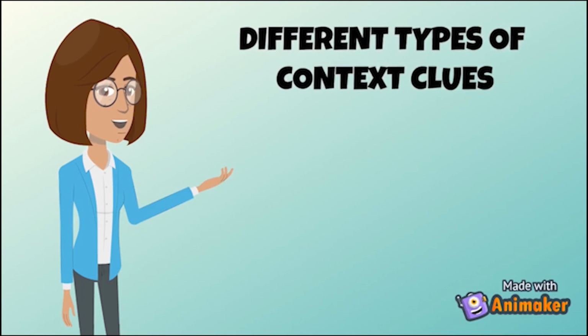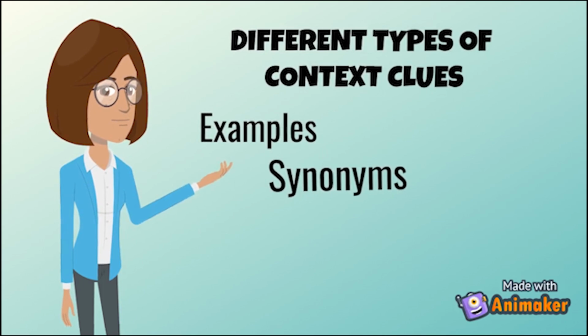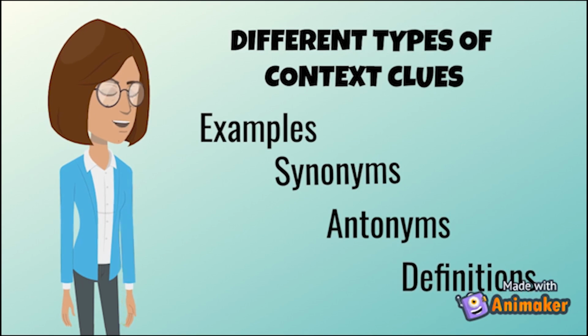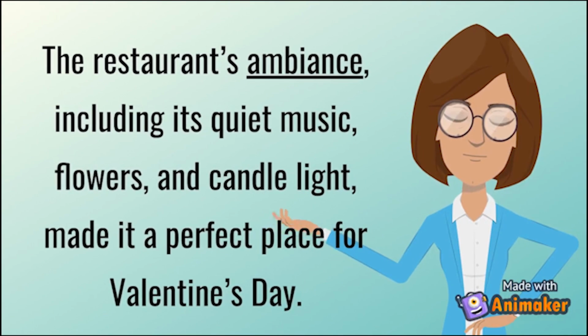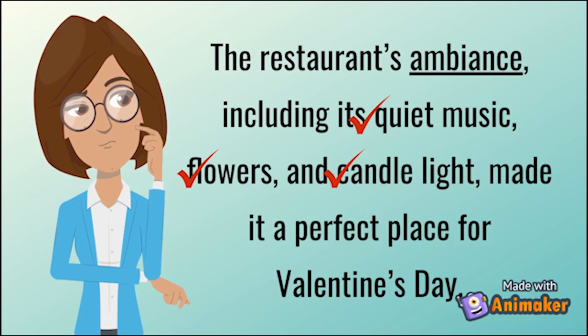Authors use different types of context clues. They might use examples, synonyms, antonyms, or even definitions. For instance, the restaurant's ambience, including its quiet music, flowers, and candlelight, made it a perfect place for Valentine's Day. If you don't know what ambience is, the examples quiet music, flowers, and candlelight let you know that ambience is the special atmosphere or mood of a particular environment.